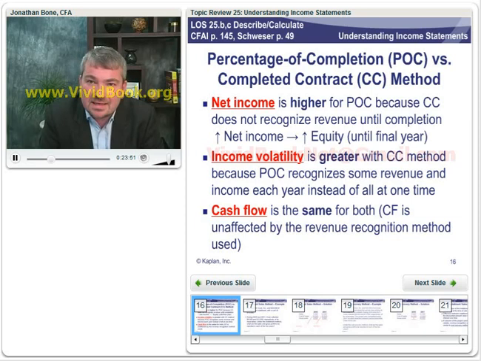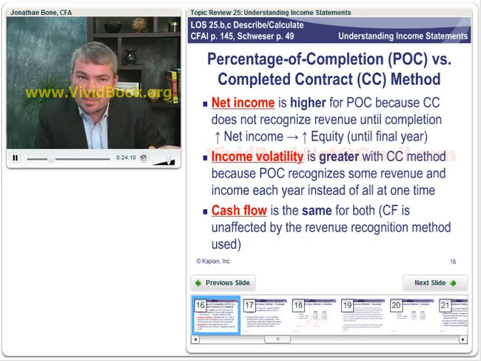Income volatility, of course, is going to be much greater under completed contract because nothing hits the income statement at all in the phases of construction until that contract is finally complete and sold, and then bang, you're going to get all of your profit going through there. So much more volatile earnings, whereas percentage of completion is spreading that profitability over the life of the contract, giving you less volatile earnings. And remember, what is volatility? Volatility is risk. So we're going to have a less volatile and as a result less risky income statement for our shareholders under percentage of completion rather than completed contract.